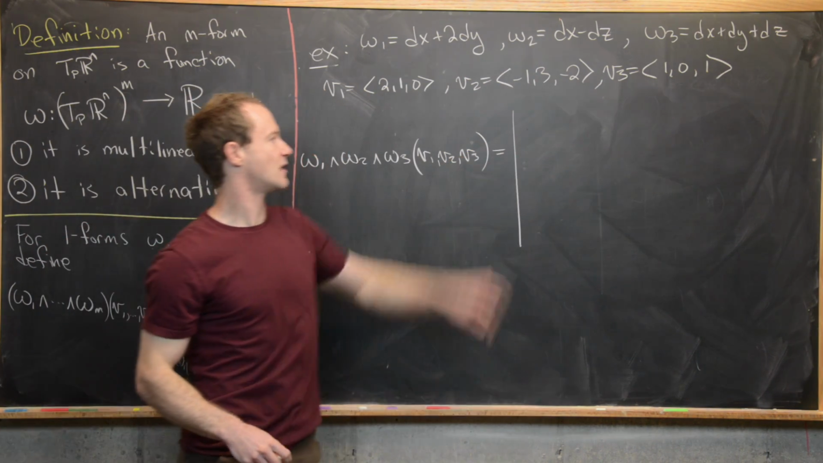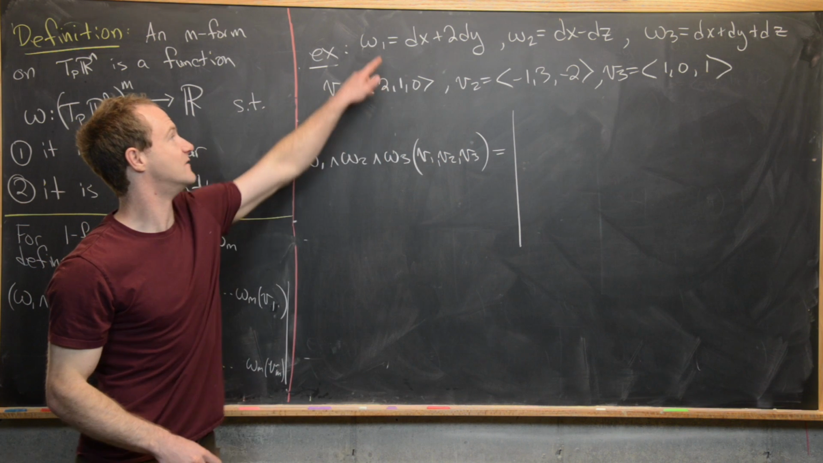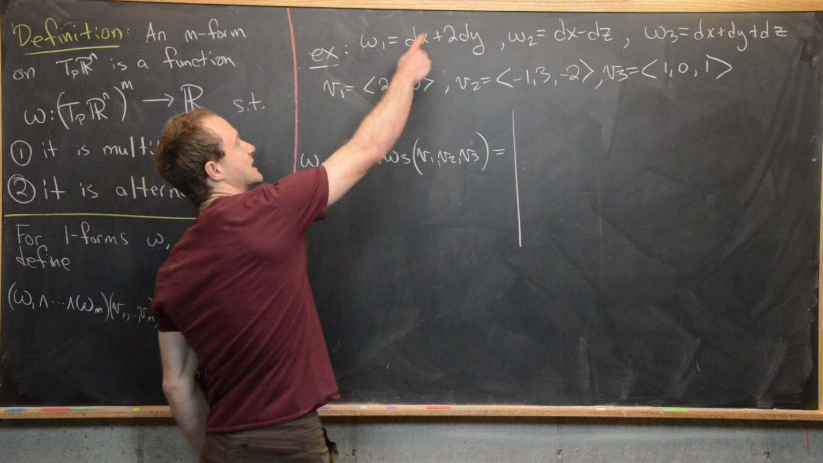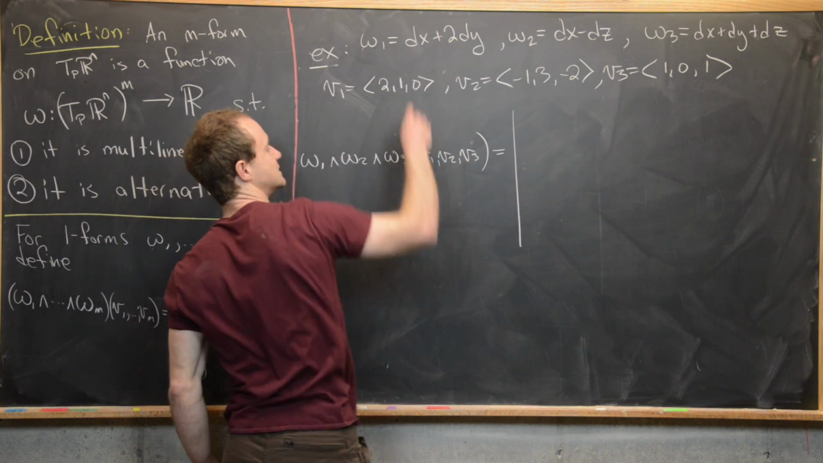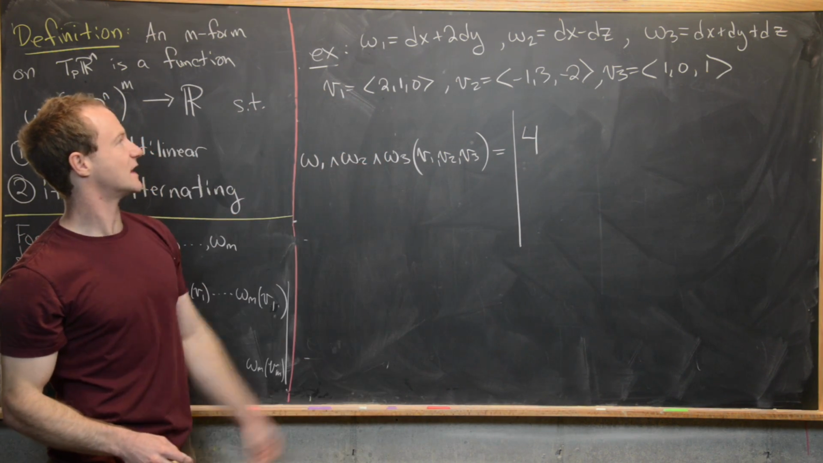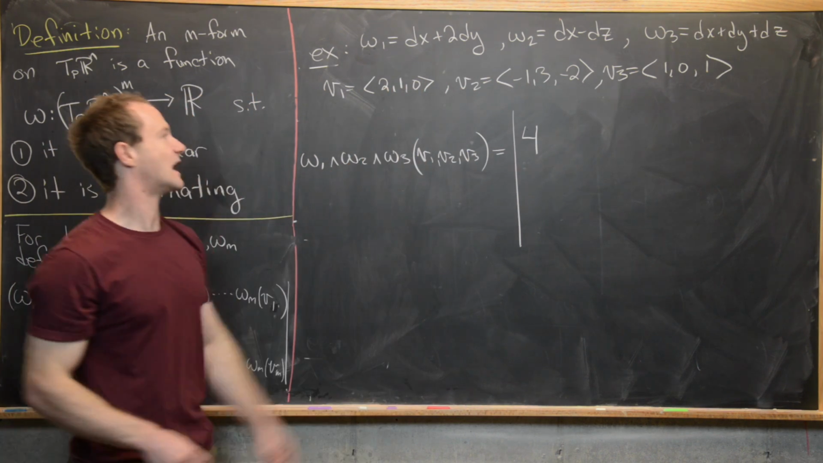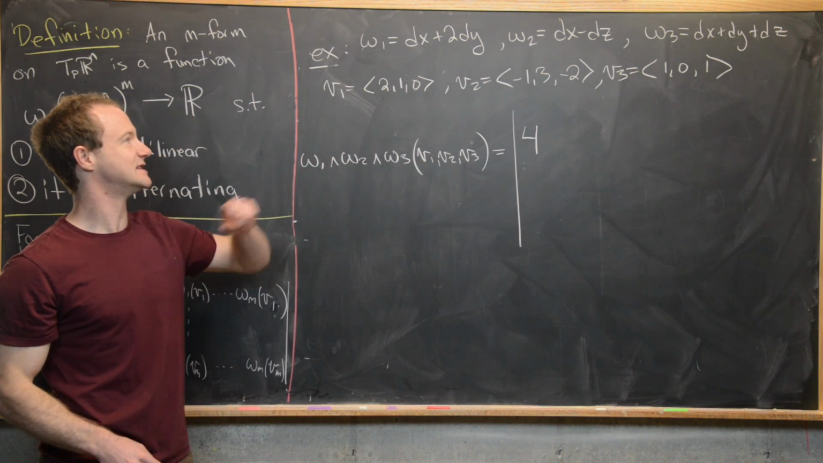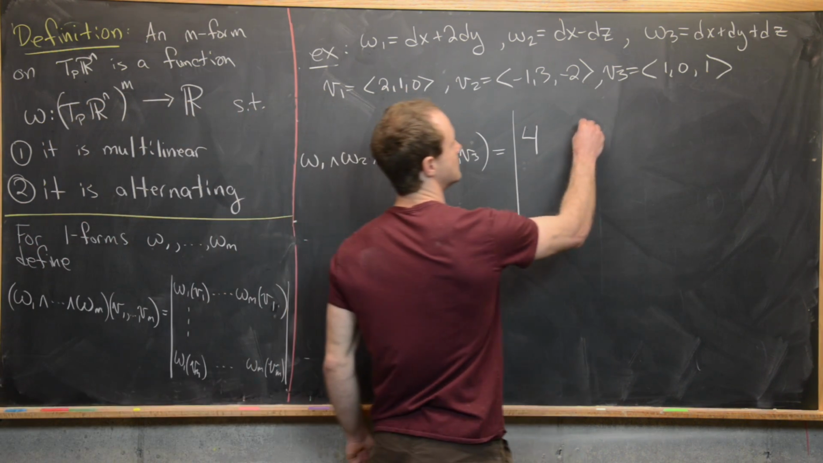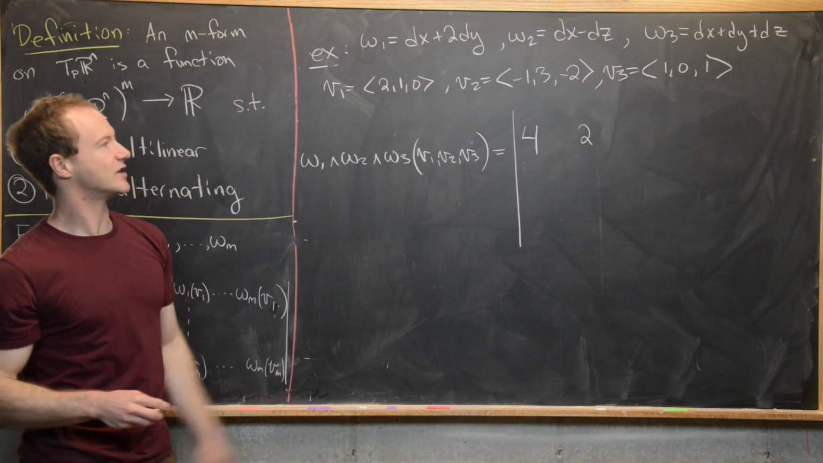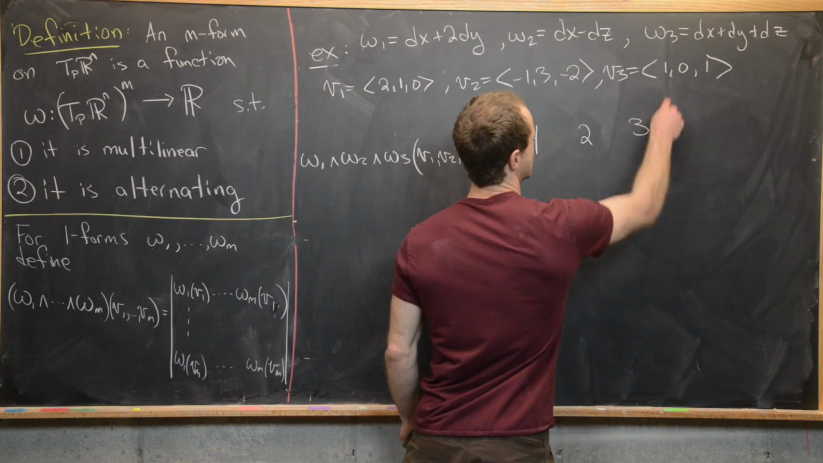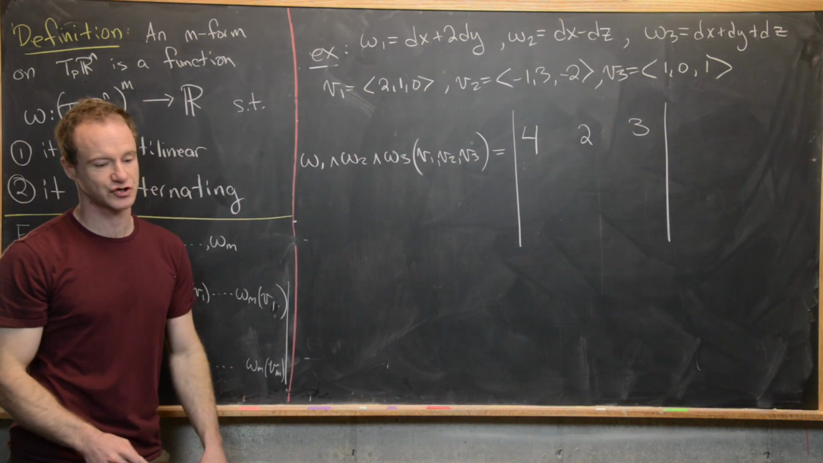So in this first entry, we'll have omega 1 evaluated at v1. So notice that's going to give us 2 plus 2, because we have 2 in this component, and then 1 times 2 in that component, so we'll have 4. Okay, and now the next entry that we'll have is omega 2 evaluated on v1. So that's dx minus dz. So it's the first component minus the third component, so that's going to give us 2. And then finally, omega 3 evaluated at v1. So that's the sum of the 3 components, so that's going to give us 3. Okay, so that's what we have for our first row.